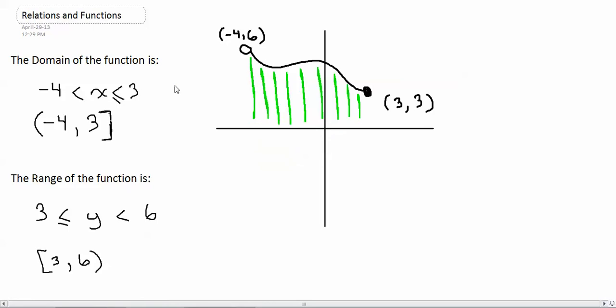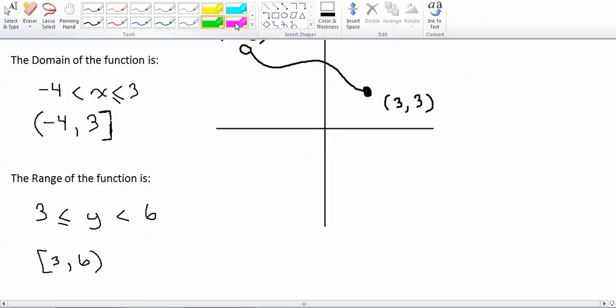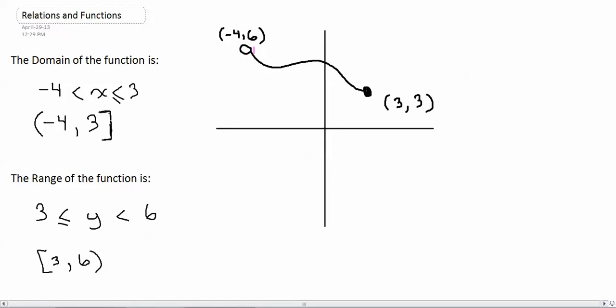Similarly, if I grab another highlighter and now we're smushing everything onto the y-axis, what we can see is we get this section here. So what's this interval? Well, the lowest is 3, and that's where this comes from. And the highest y value we get is 6, and that's where this comes from.